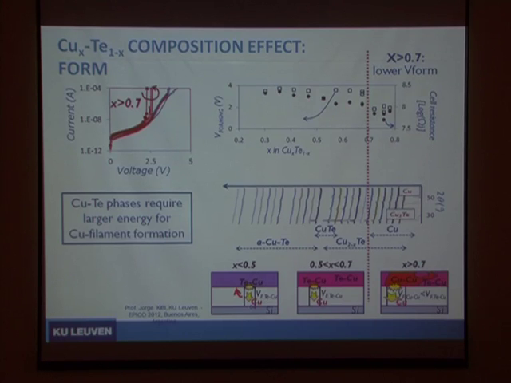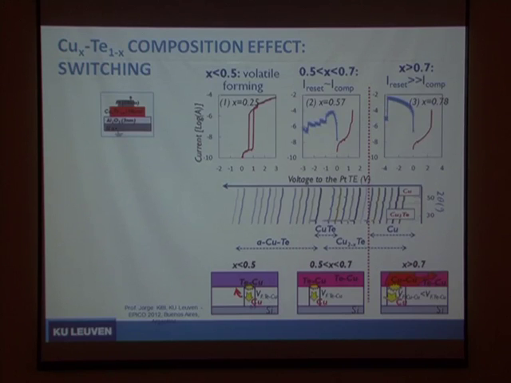Complicated slides. Okay, what we found was a strong dependence on the composition, especially on the copper-rich side. For example, for the forming, we had quite different behavior between the very copper-rich side and the rest. The explanation was that on the copper-rich side, we're injecting too much copper and making a very strong copper-like metallic filament. The energy required to form the filament with copper telluride was clearly higher. And the most interesting part was in the switching.